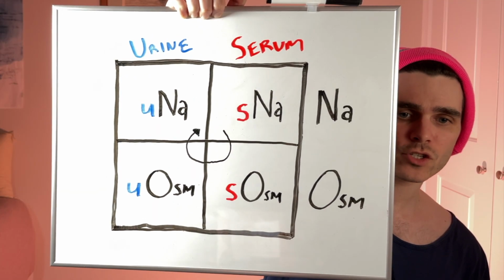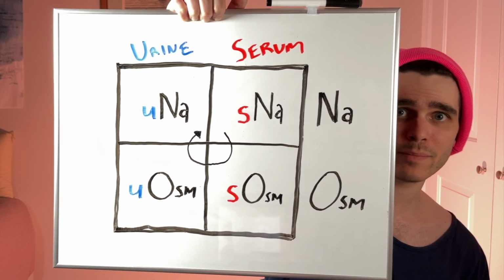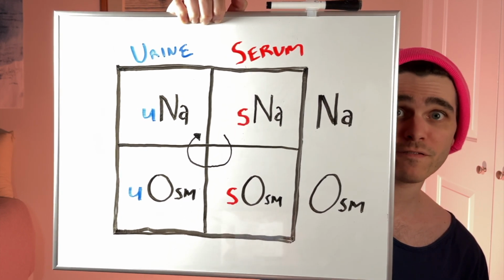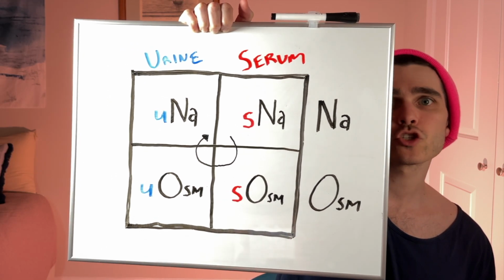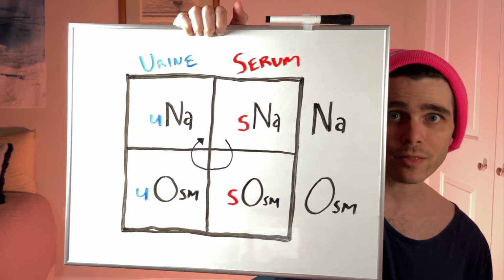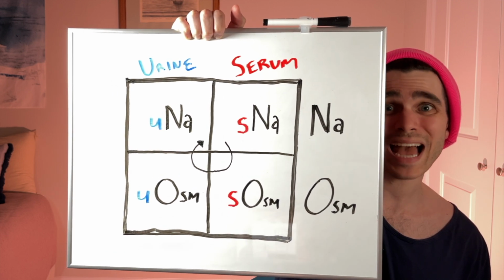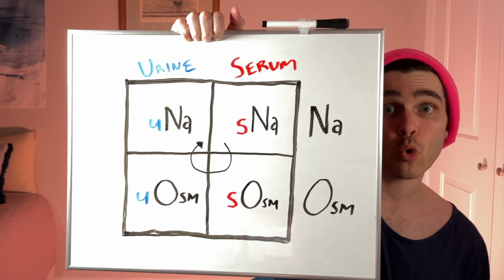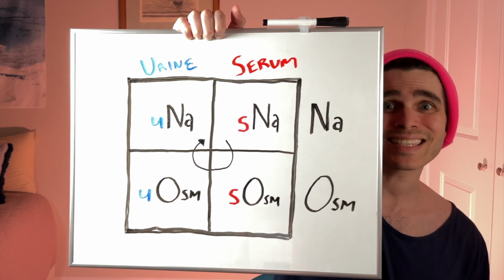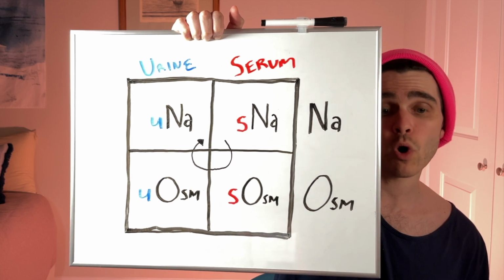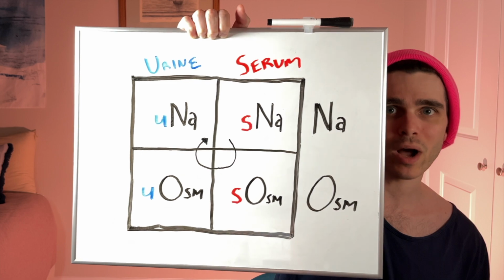On one axis, you have either urine or serum, and those are depicted by the blue and red fonts respectively. And then on the other axis, you're going to have sodium and osmolality. Then all you have to do is basically find where the 2 axes intersect to get the corresponding 4 essential data points for hyponatremia. Let's systematically go through each one of these data points by starting in the top right corner and working our way clockwise.